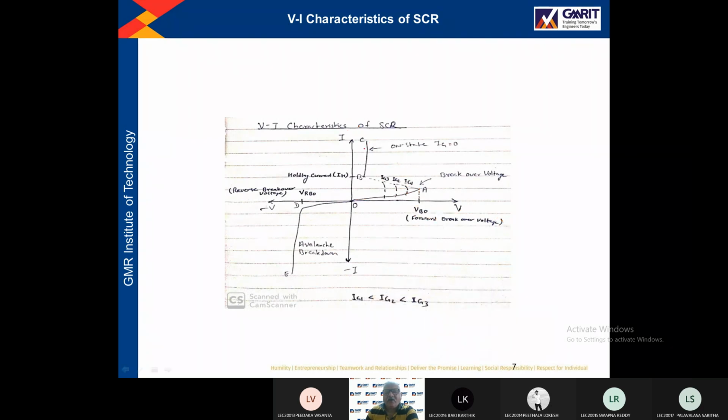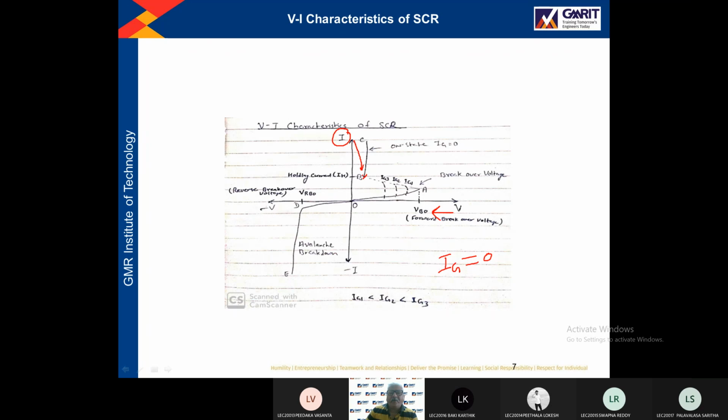But once the SCR is on, you can make the gate current 0. If SCR is on and you have made the gate current 0, then also SCR will remain on. It will not turn off. To make the SCR off, what do we have to do? We have to reduce the current flowing through it. How can we reduce the current? By reducing the voltage connected to the anode and cathode. So you reduce this voltage, current will reduce.